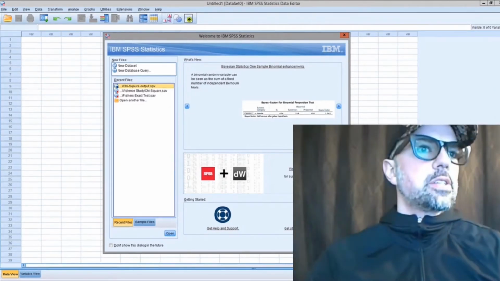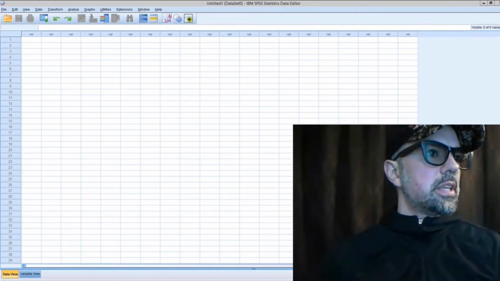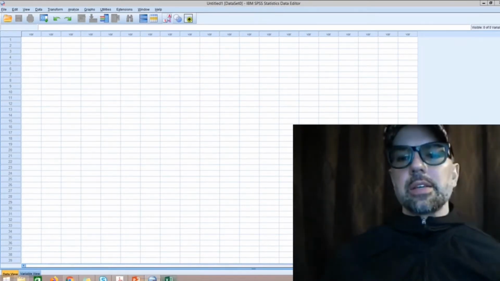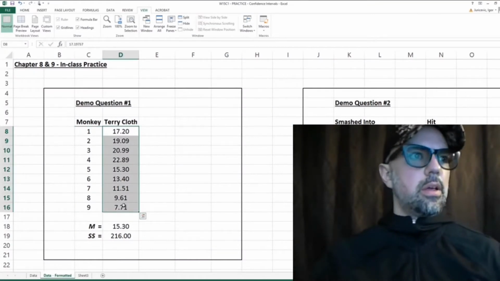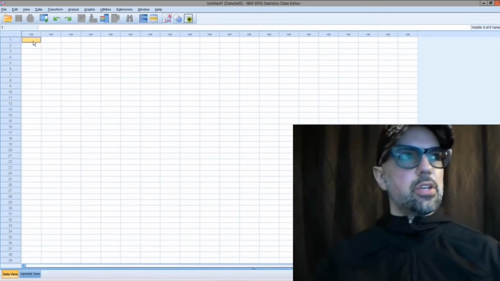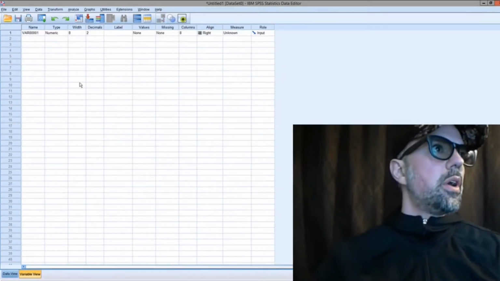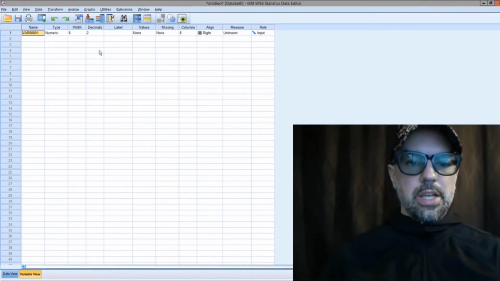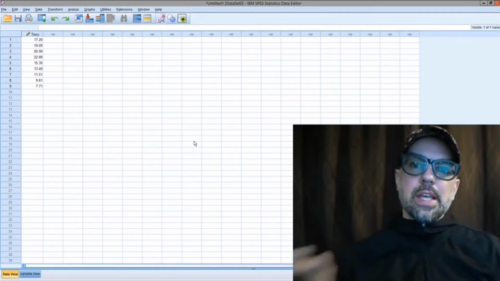All right, so the first thing is we're going to close this welcome box, and let's set this up real quick. So we're doing a single sample t-test. We're going to take our terry cloth monkey data, and we are going to paste that into our data editor here. var 00001, horrible name. We're going to change that to Terry. And then we are going to run this as a t-test.